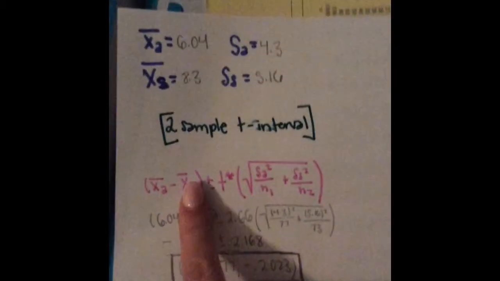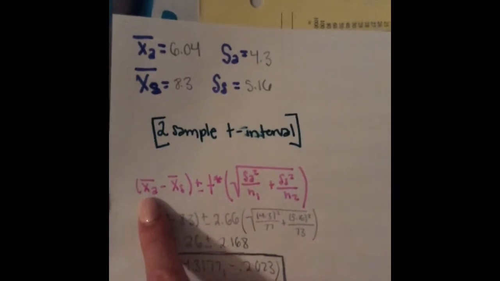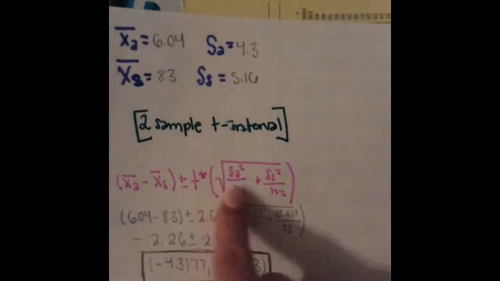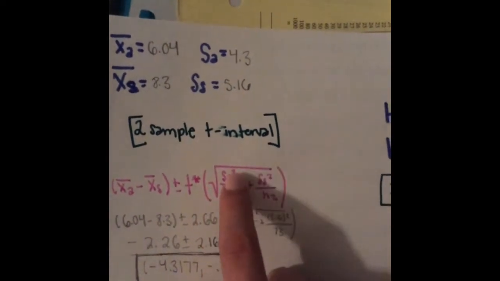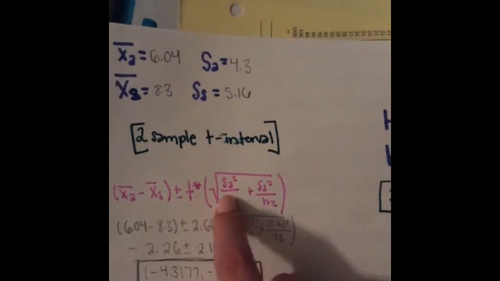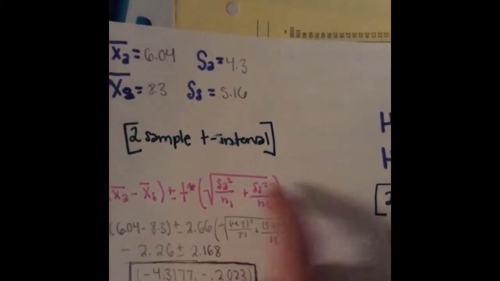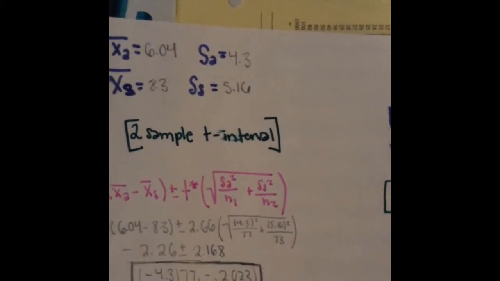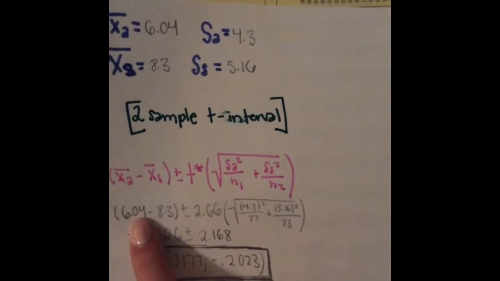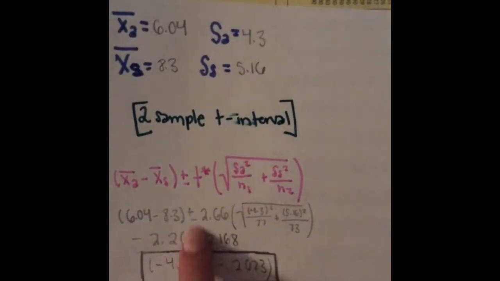The T part is to actually test the equation, and this is the equation we have. We have the mean of ambulance minus the mean of self-driven, plus or minus t star times the square root of the standard deviation of the ambulance squared all over the sample size, plus the standard deviation of the self-driven squared all over the sample size. When you plug this in, we get 6.04 minus 8.3 plus or minus 2.66. Where do we get 2.66?